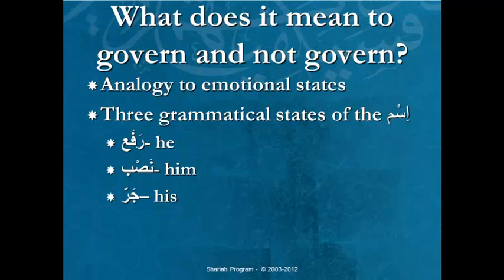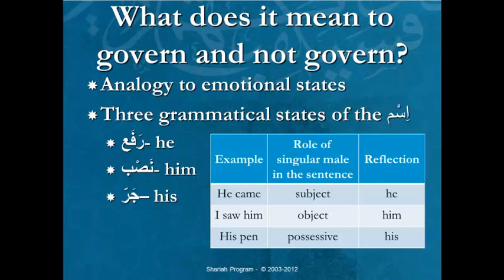When the pronoun is intended to be the doer of the verb, you would say "he came." And when the pronoun is intended to be the object of the verb, you would say "I saw him." And when the pronoun is part of a possessive structure, you would say "his pen." So there you go: he, him, and his. He came, I saw him, and his pen.